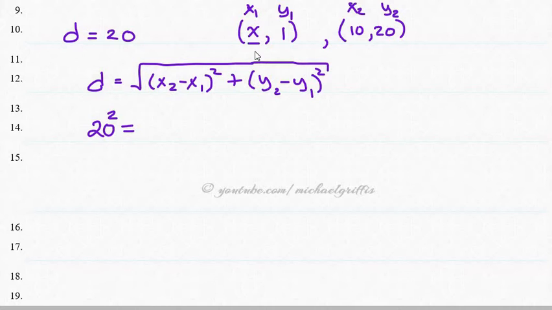What we don't know is this guy, this is our x1. We don't know that one. All right, x2 is 10 minus, we don't know, squared, plus y2 is 20, y1 is 1, and it's squared. We've got to solve for x1 here. All right, let's go ahead and get this one. 20 minus 1 squared is 19 squared, which is 361.